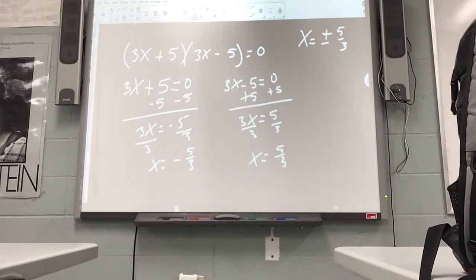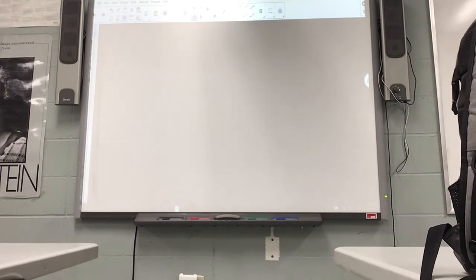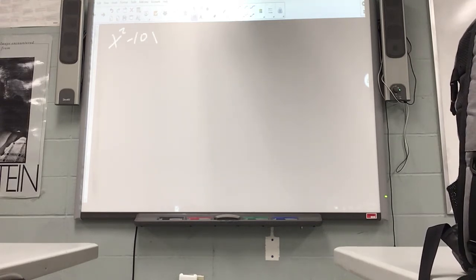Alright, I'll do a couple more on this page before I flip it. Let's look here at x squared minus 10x plus 21. So this is the first trinomial I've thrown you. So first thing, still don't forget, still check for the GCF. Do we have one? No.